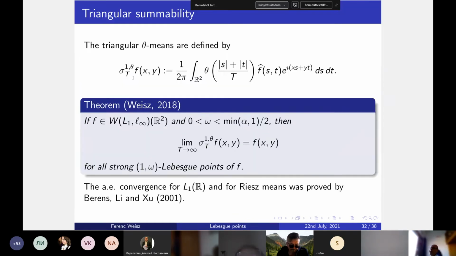The fifth generalization is very short. Here Q is equal to 1. This is the 1 norm of SD, and here I get the same result. If f is in the space L1, L infinity, omega is small enough, then the triangular theta means converge to f for all strong 1 omega Lebesgue points.